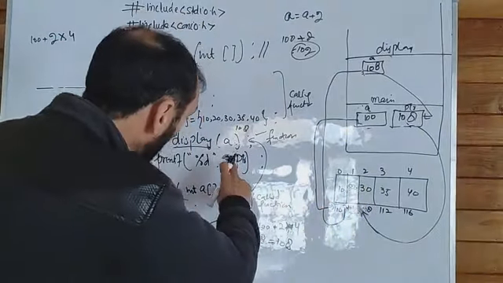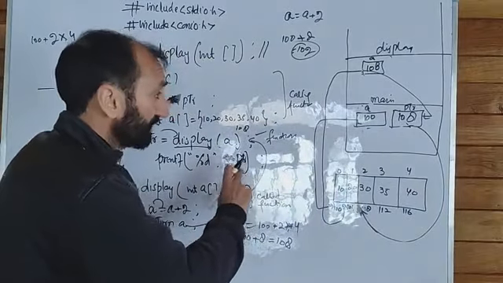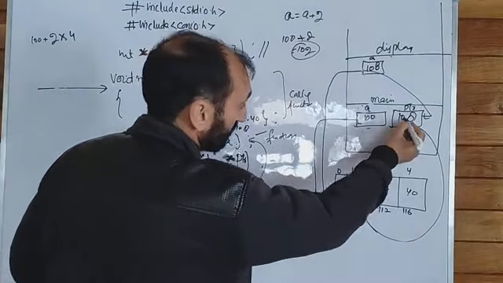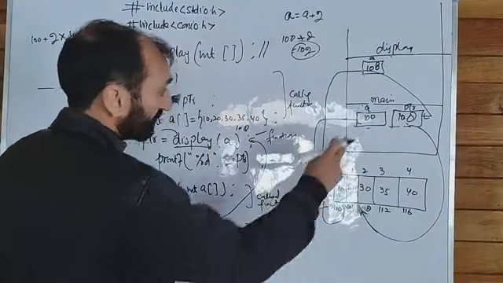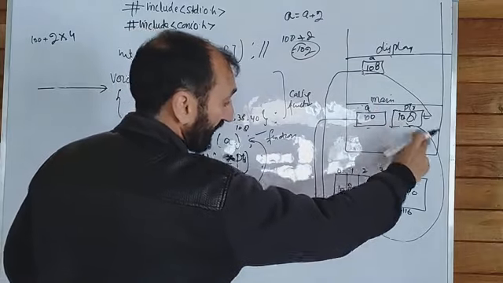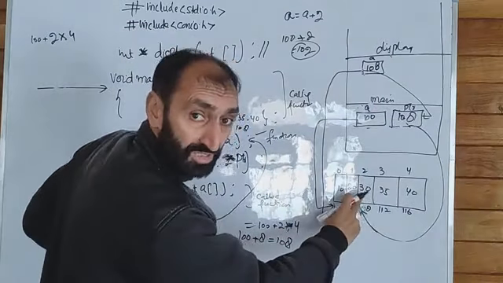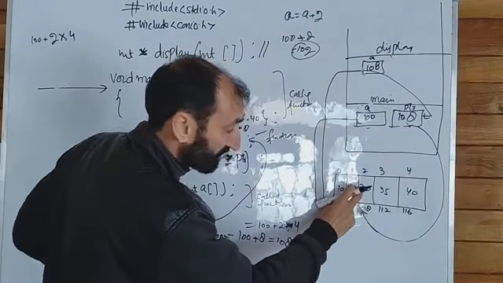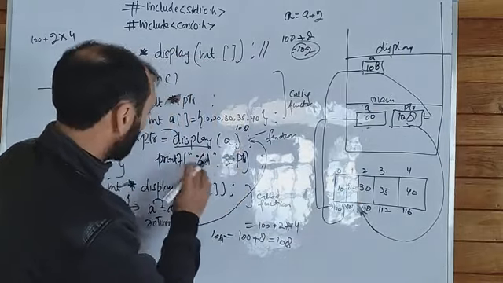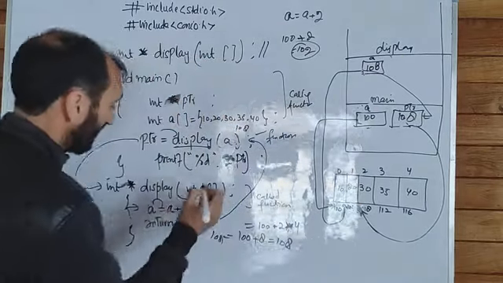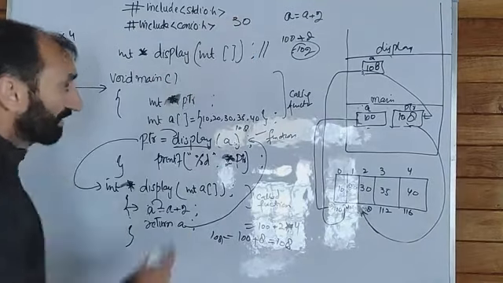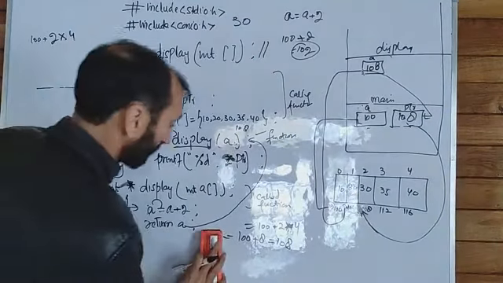So what is the value at PTR? What does PTR contain? It contains 108. And what is the value at location 108? It is 30. That means 30 is going to be displayed. Are you getting it? The printf will print 30.